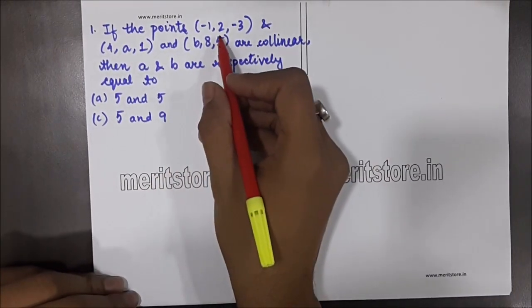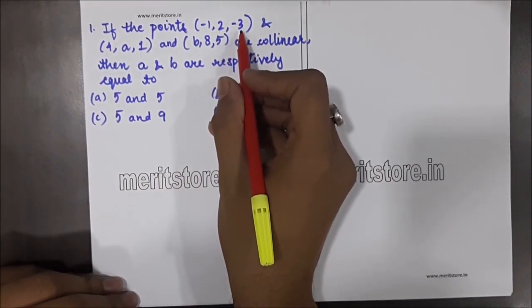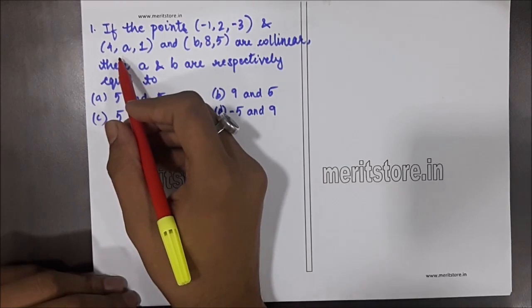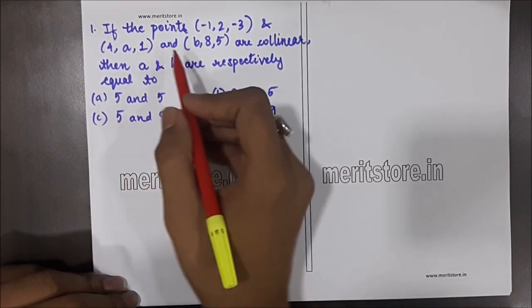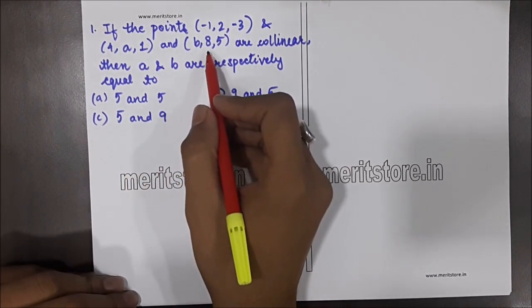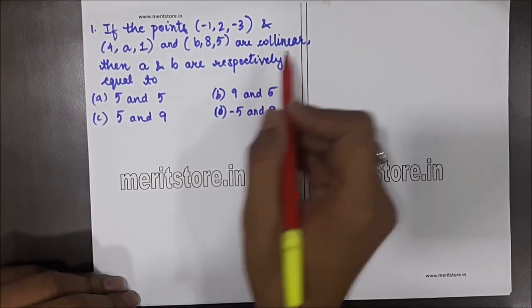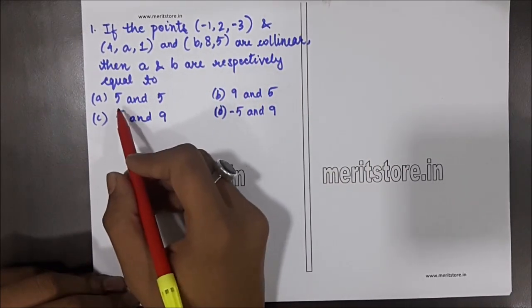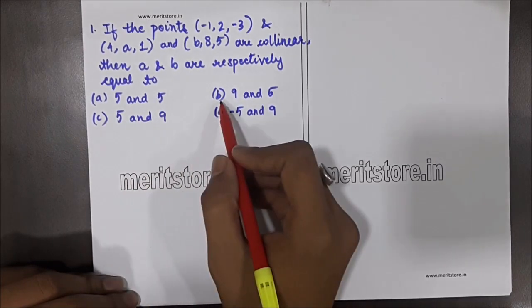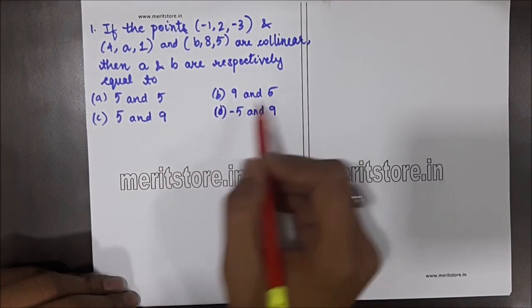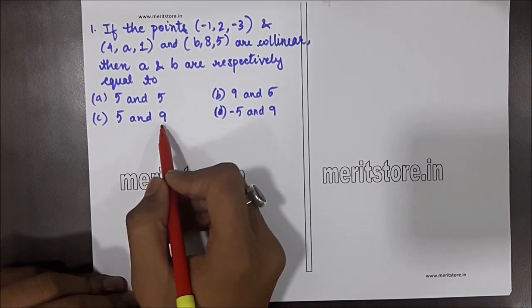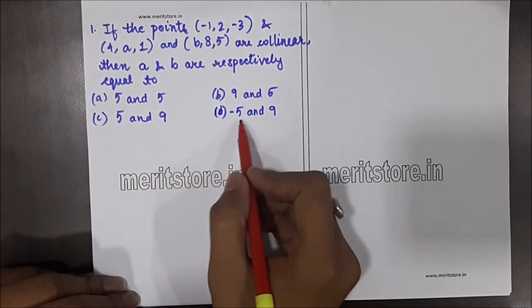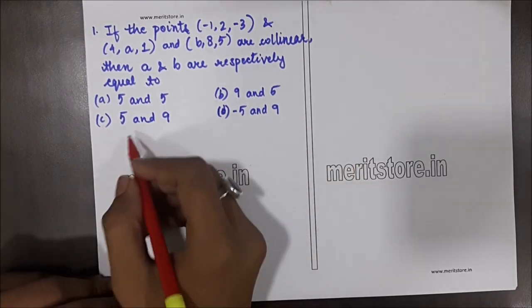If the points (-1, 2, -3), (4, a, 1) and (b, 8, 5) are collinear, then a and b are respectively equal to: option A, 5 and 5; B, 9 and 5; C, 5 and 9; D, -5 and 9.